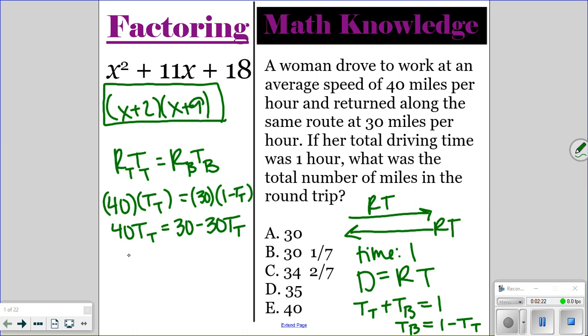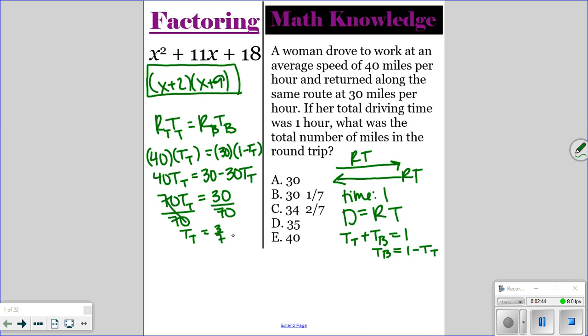And then I'm going to add this over. So that'll be 70 T sub T. And then divide by 70. So the time there was 3/7. So it asked for the total number of miles, and that's the time. She took 3/7 of an hour to get there, and she went at 40 miles per hour. So the distance is going to be the 40 times the 3/7.